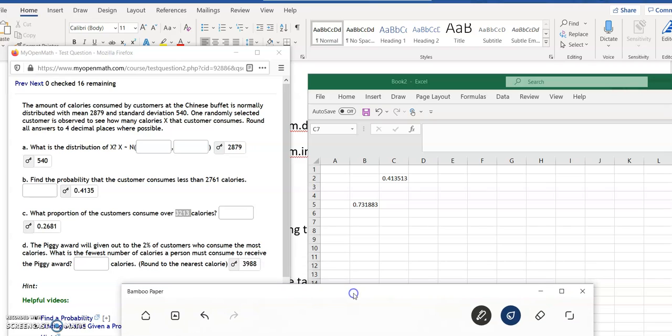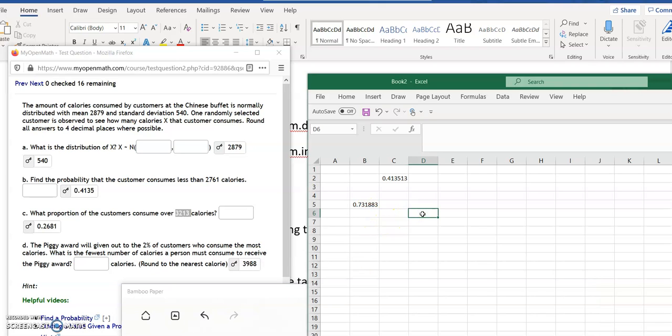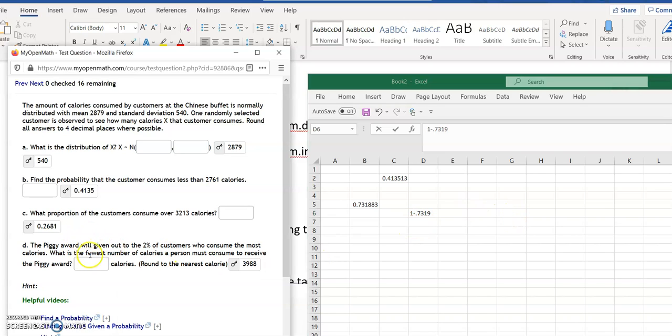Excel is not going to calculate greater than. It's going to calculate less than. So you have to know that. Once you get your answer, you do 1 minus, you can do this on your calculator. Just go ahead to 4 decimal places, 0.7319, and 1 minus 0.7319 is 0.2681, okay? 0.2681, all right?